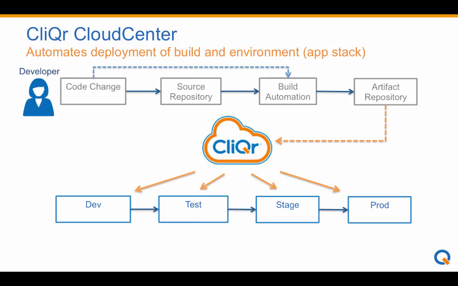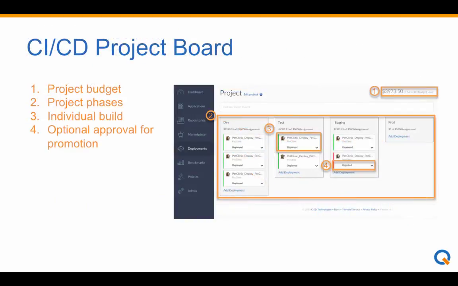Generally speaking, the development process would start with an engineer making a code change, which updates the repository and then eventually gets pulled into a build tool. Once inside CloudCenter, you can see the new build in the project board, along with the project budget, which includes the current spend against that budget, all project phases available for you to see, as each of these phases is enabled with role-based access, the individual builds in the phase, and the state of the build, like if it needs an approval to move forward.